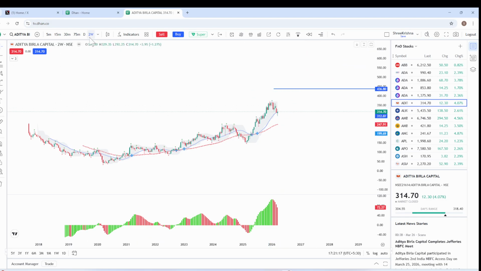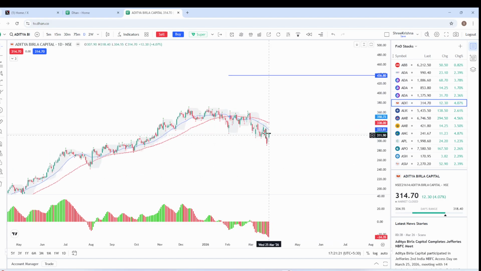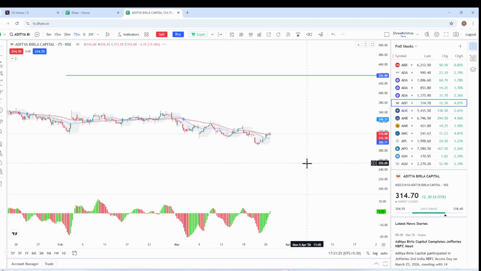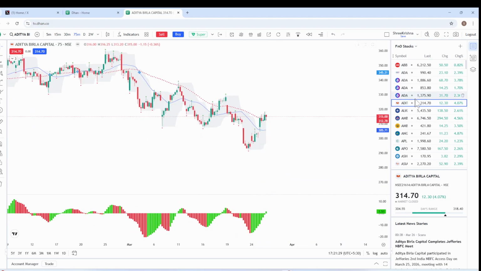Now if you want to buy it, you have to go for the daily. Daily it is below 20 period, below 50 period. So you need to go for the 75. 75 it has come above 50. But what I say is that let it cross this one. Let it cross this. Then let it give a zigzag. Buy on this pattern. You are going to go for somewhere at 320.